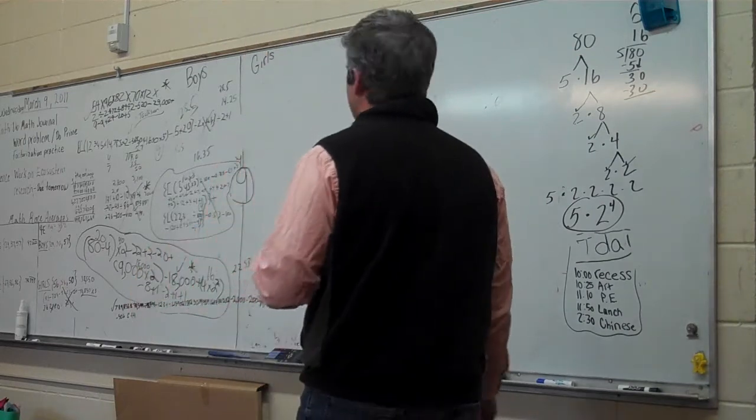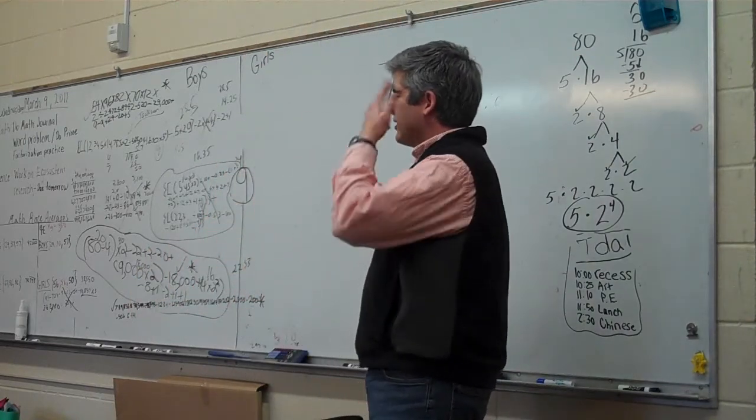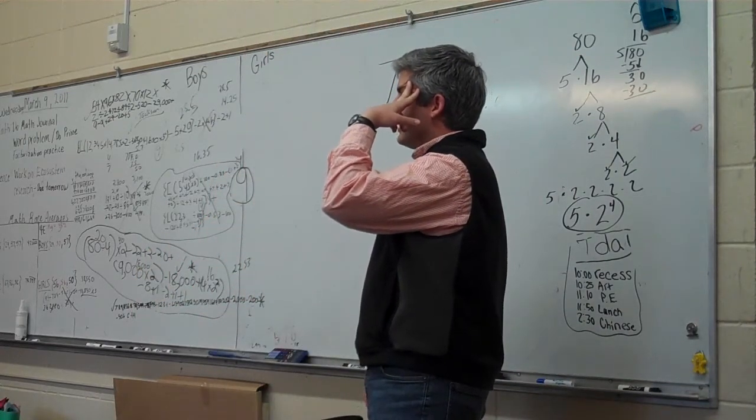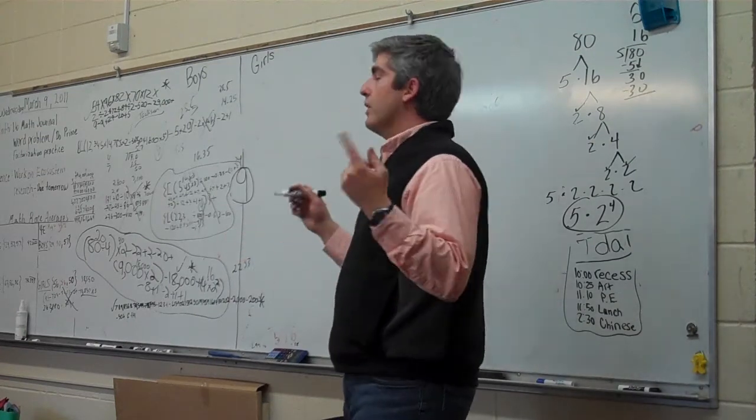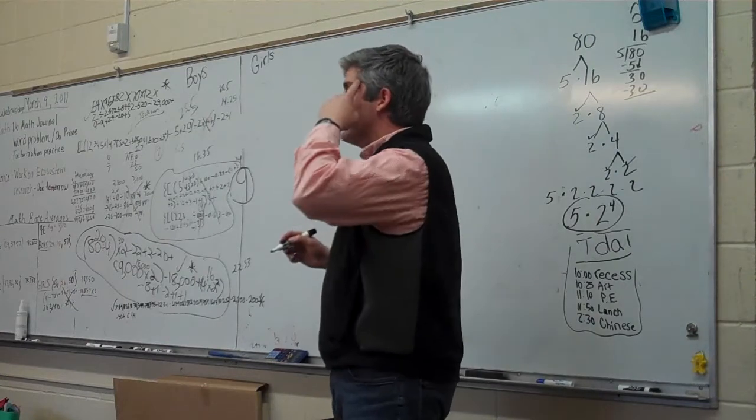All right, so 72. Let's use the digital root. What's the digital root of 72? 9. Because 7 plus 2 equals 9. So let's think about what prime numbers we know go into it.